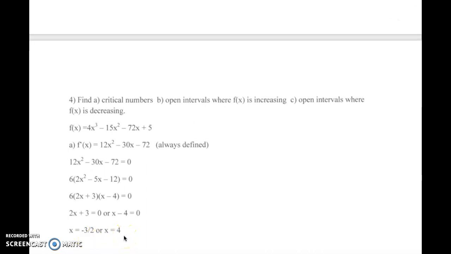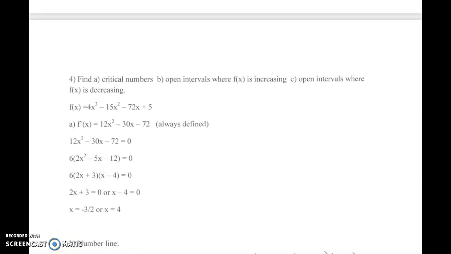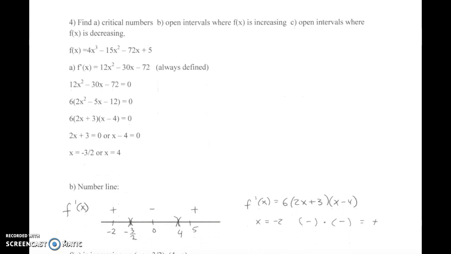So we have 2 critical values, which makes sense because this is a cubic function. If we plot this on the number line, we put our -3/2 and our 4. We're going to have 3 intervals to test. We're going to test numbers less than -3/2, a number between -3/2 and 4, and then a number greater than 4. I always recommend testing whole numbers whenever possible. It's much easier to deal with.